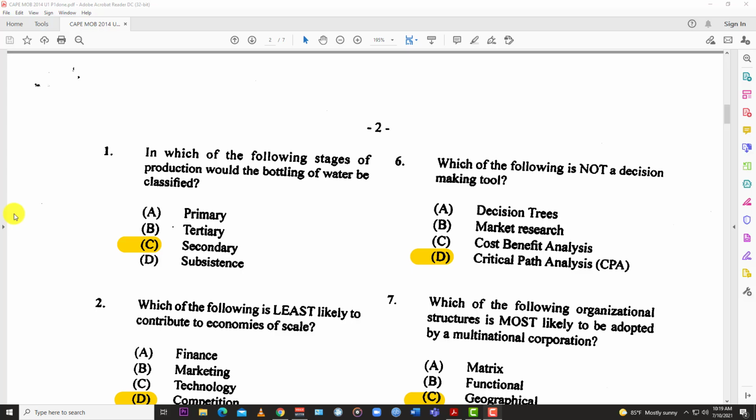Then the tertiary is about services. We're dealing with intangible services, financial services, restaurant services, services in general. At the secondary level we're dealing with construction, manufacturing, processing. This is where the bottling of water comes in, because it's an extra level of processing. If you just extract the water and call it a day, that's extractive. But if you purify it, filter it, and bottle it, that's an extra process, and so we have the secondary stage of production.